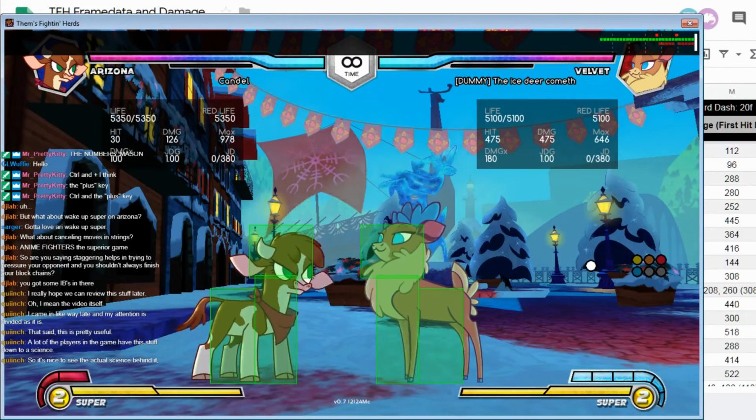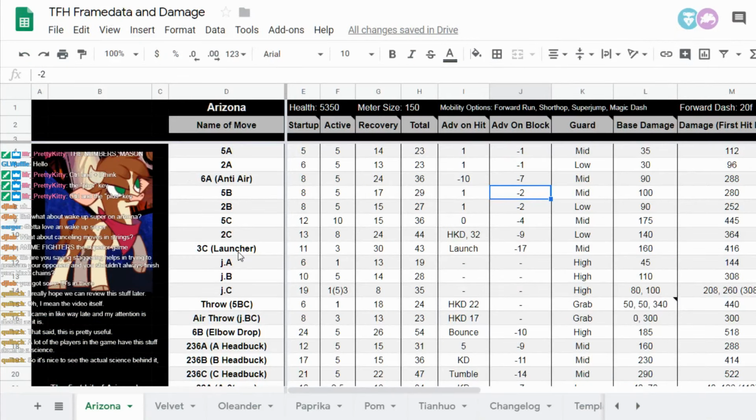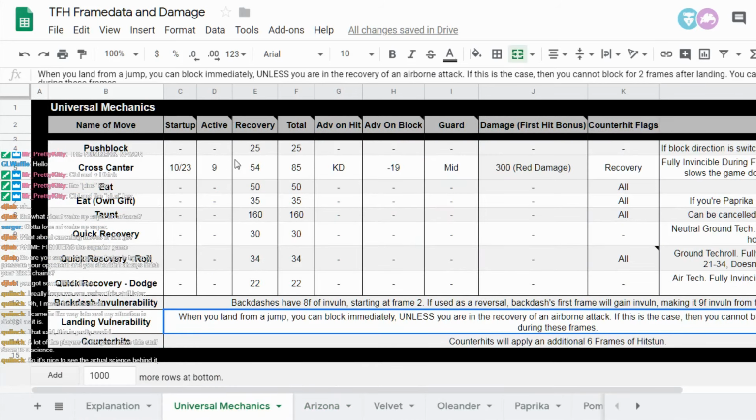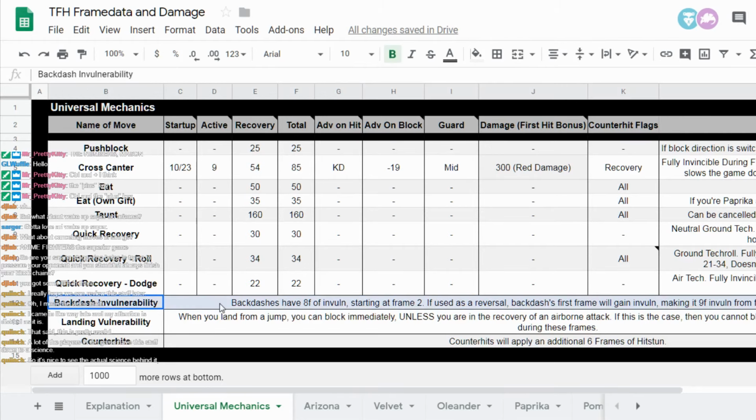And now, to make things even more complicated, let's go to the left here. Universal mechanics here. If you look here, you'll see backdash invulnerability. Backdashes have 8 frames of invuln starting at frame 2. If used as a reversal, which means that if you use it after you wake up or after you come out of block stun, it has frame 1 invuln with 9 frames total.